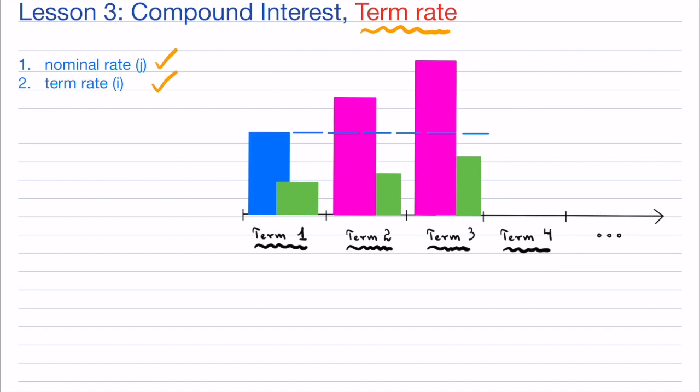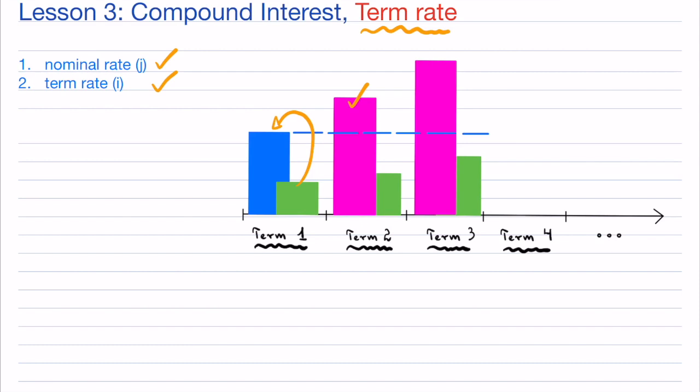So recall that at the end of each term, we're supposed to be adding the interest on top of the principal so that we start off our next term and then we earn interest on the original principal plus the interest, in this case from term 1. So that was the compounding of the interest, so adding it up to the principal.